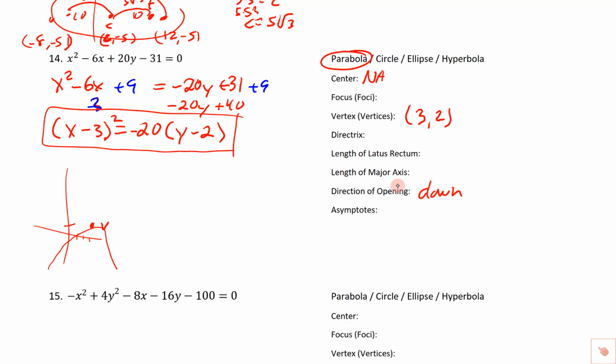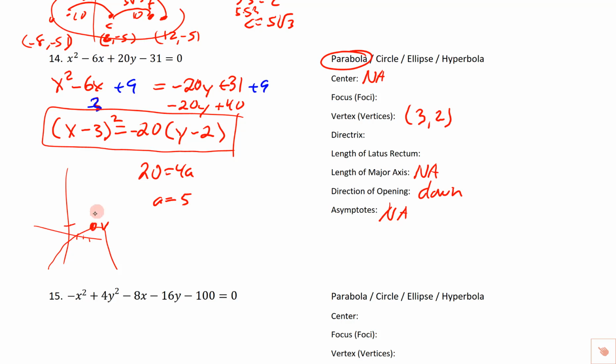And then I need the directrix, length of the latus rectum. No major axis on this one, so that's going to be an NA. No asymptotes on this one. It does have a focus, so we'll need to find that. So let's go ahead and see what we got going on here. Finding foci on a parabola is a lot easier because we just take this number, 20, and that's the same as 4a. So what that means is that a is equal to 5.